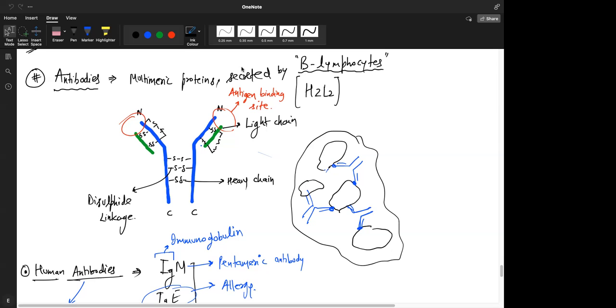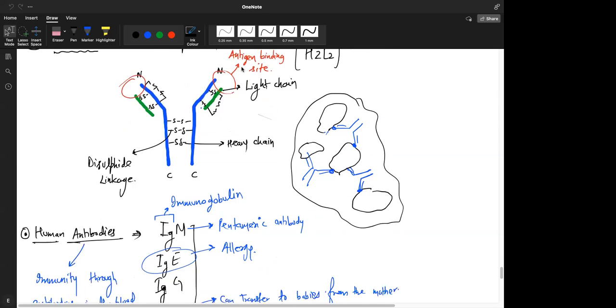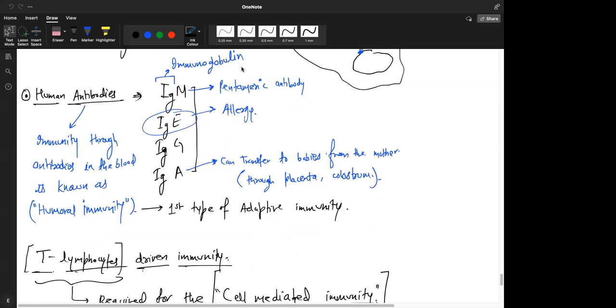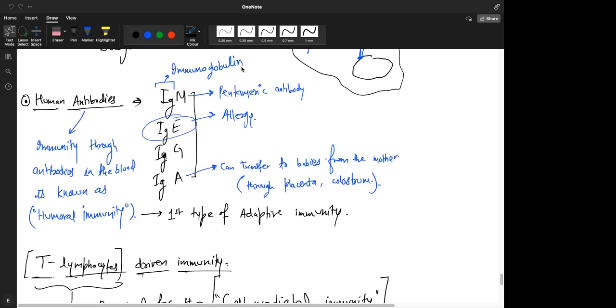Then there are 4 types of human antibodies: IgG, IgA, IgM, and IgE. IgA can transfer from the mother to the baby through the placenta in a pregnant woman. IgE is responsible for allergies.